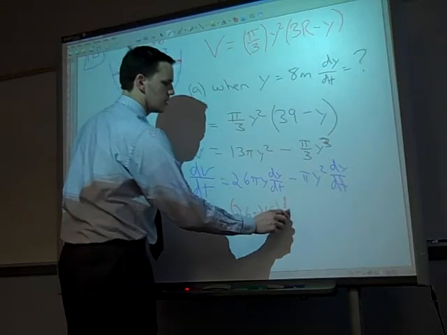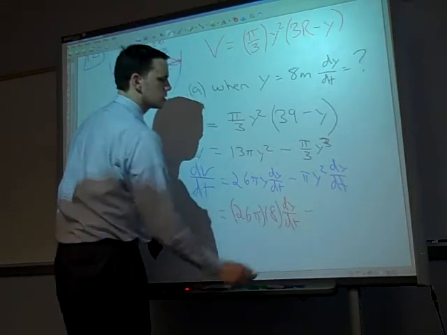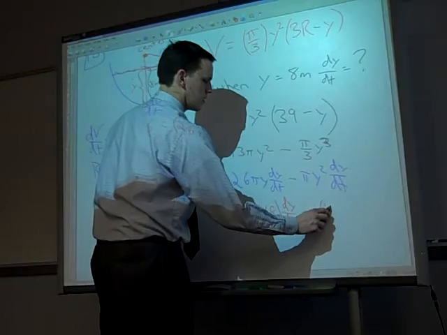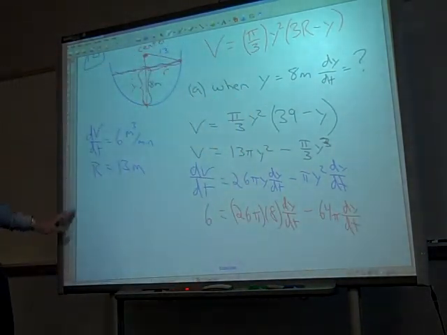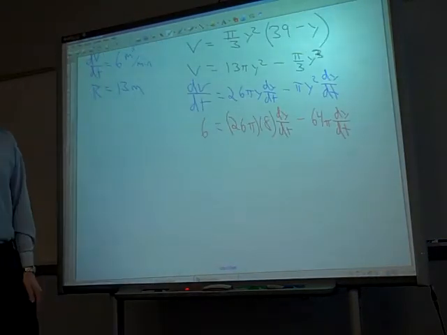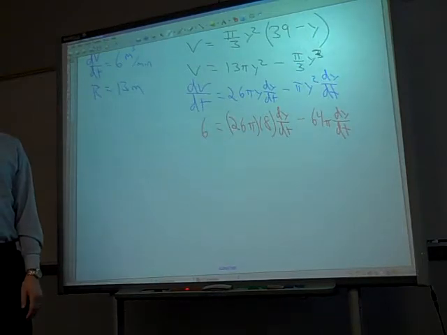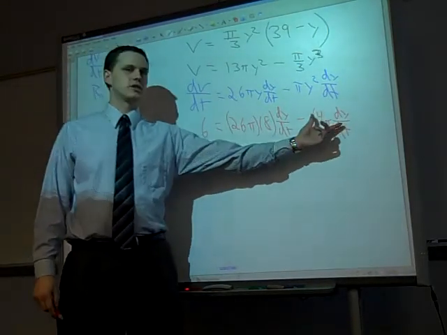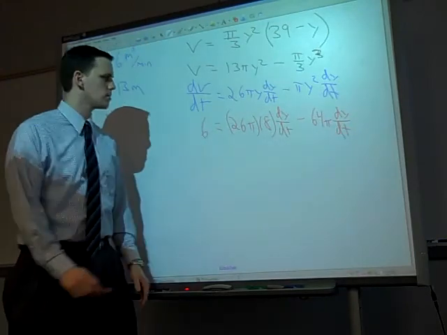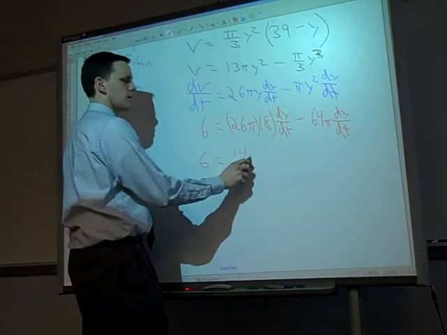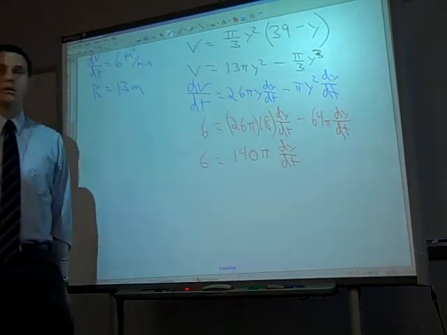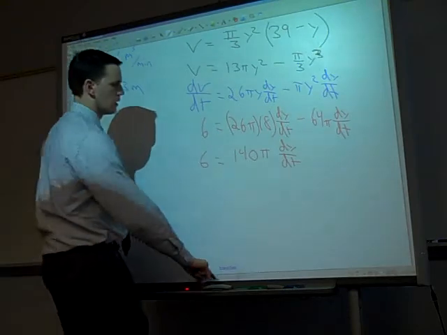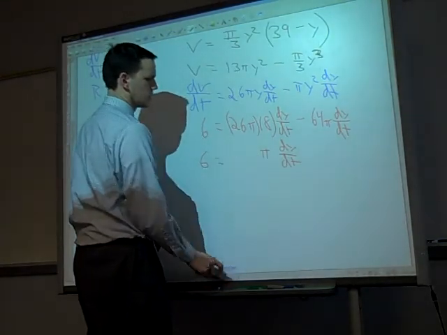Alright, then dy/dt, minus 64 pi dy/dt. So let's see here. 8 times 26 is 208. So this minus this is 144 pi. It's not 204, it's 208. So it's 144 then.